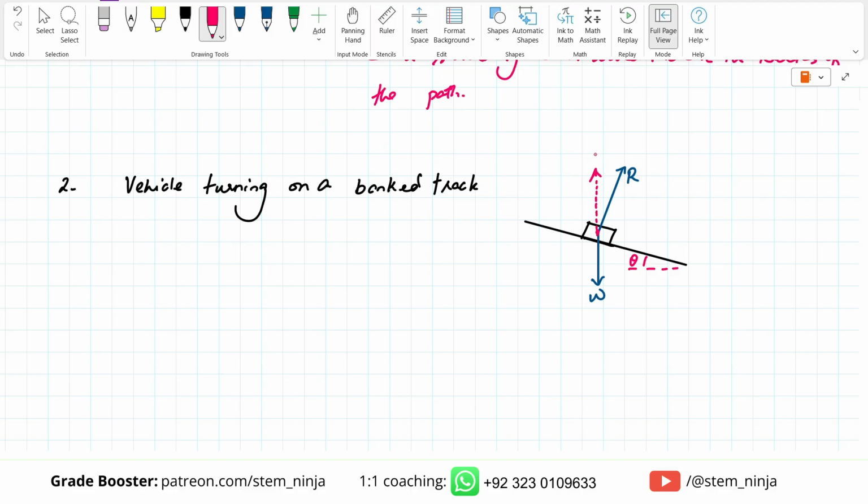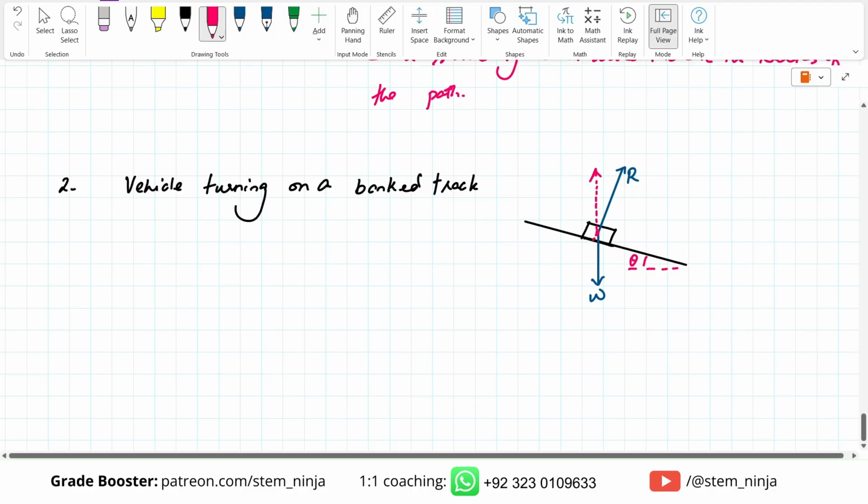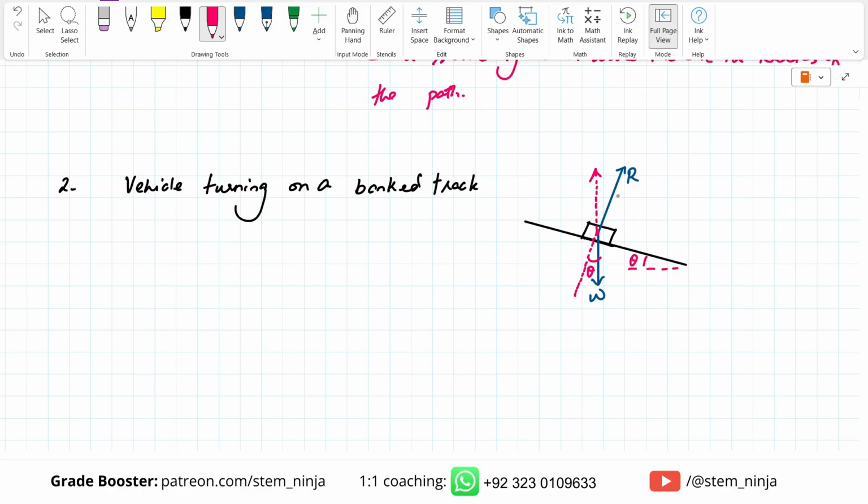Should it be R sine theta or R cos theta? For that, you need to just remember a few basics. We know that this angle is theta, which we are very familiar with in trigonometry or the basic rules for parallel lines. Then this angle would also be theta. This means that this is the R cos theta, and this direction would be your R sine theta.